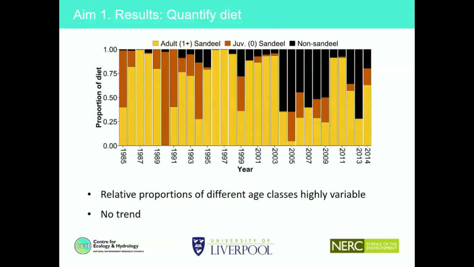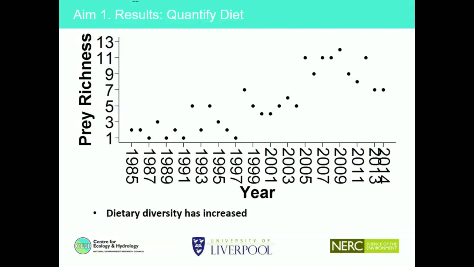And then finally, because we can't identify all prey to species level, I'm just showing you what I call prey richness. So this just shows you the diversity of prey types exploited in each year. And you can see that at the start of the study, it's sometimes one, that's just sand eel, they ate nothing else. But then in more recent years, there is a far more diverse diet.